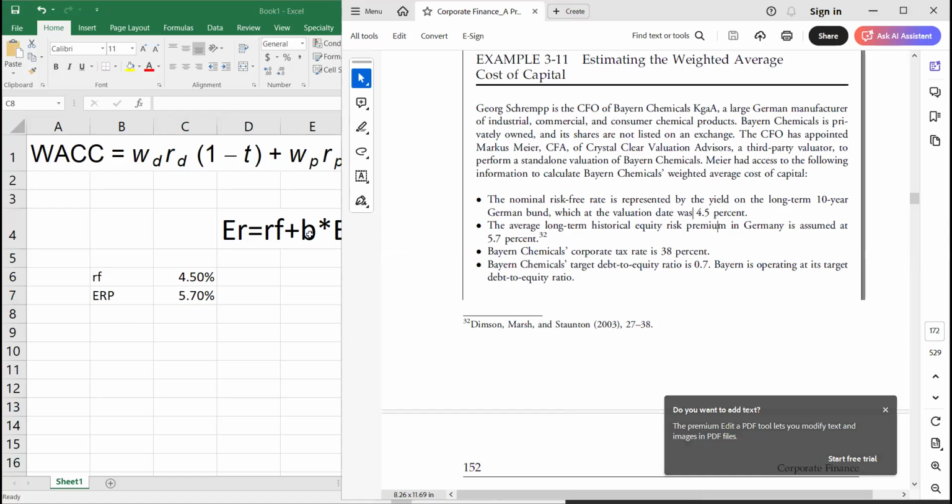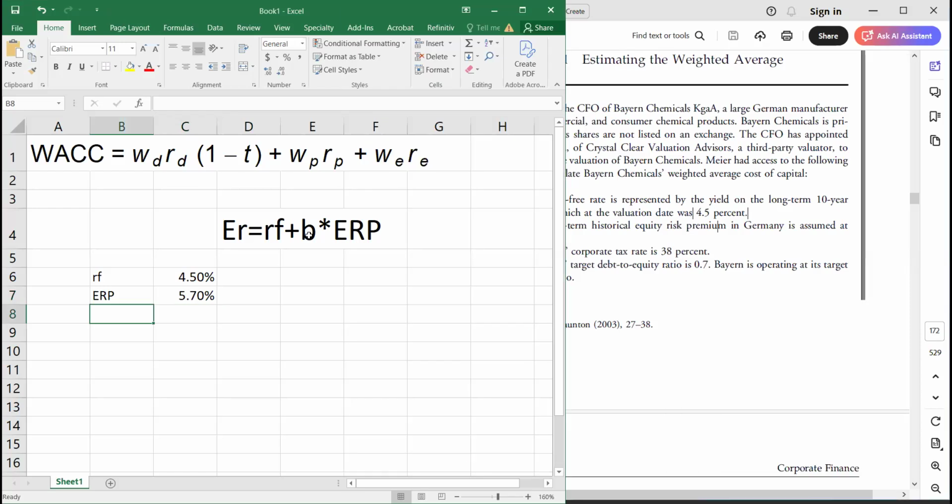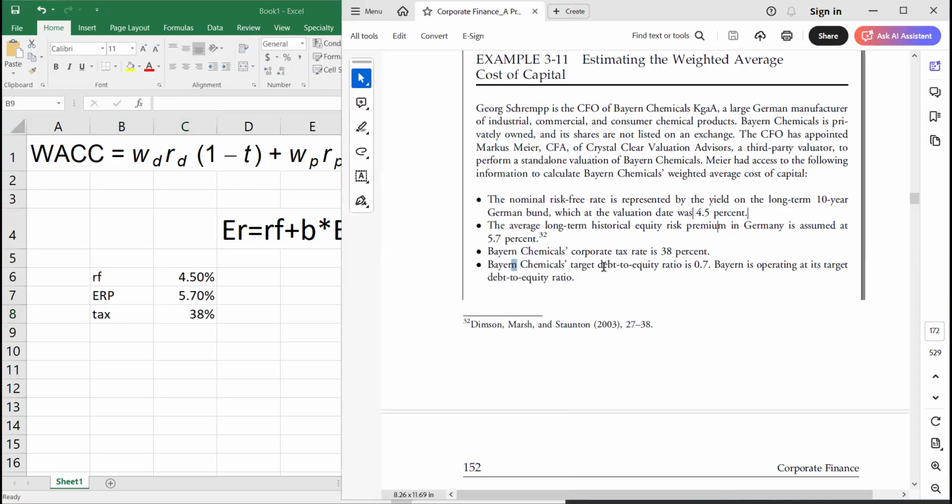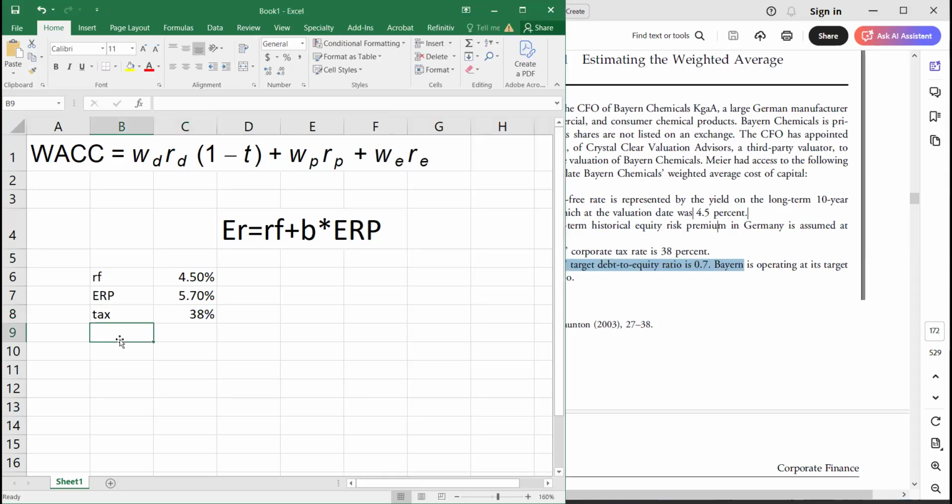We are not given the beta, because it's a privately owned company, and the beta is not given. That's the main reason we don't have the beta. So we have the tax. We'll put in all the information which is available, the data parameters. And the target debt equity ratio. Debt equity ratio is 0.70.